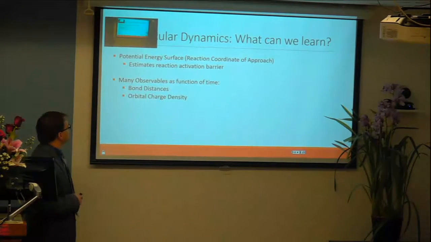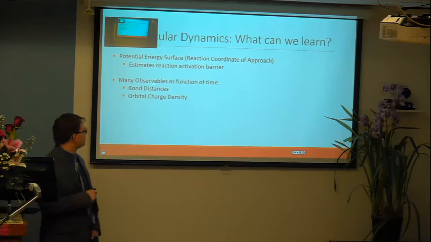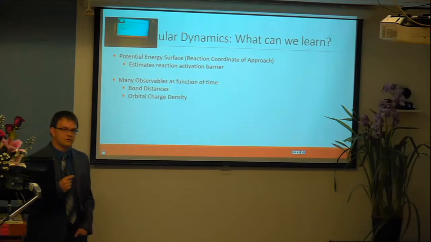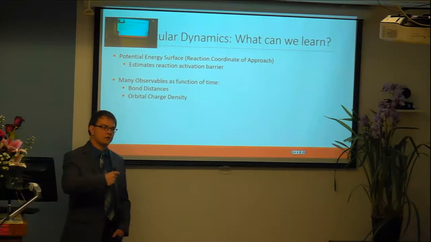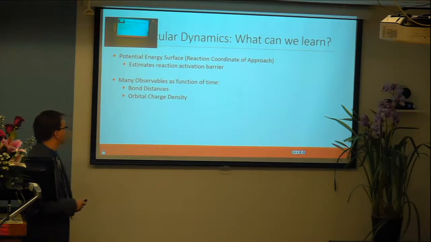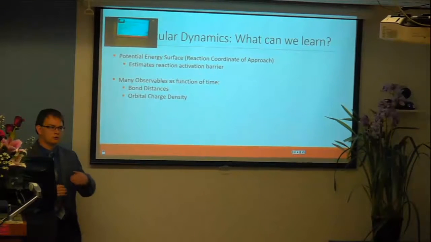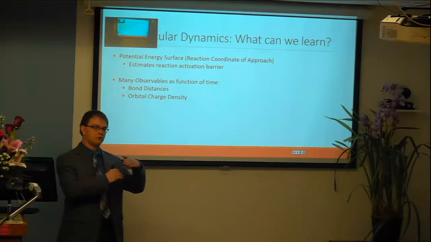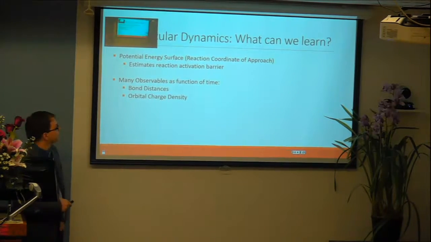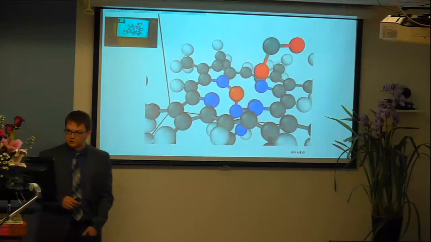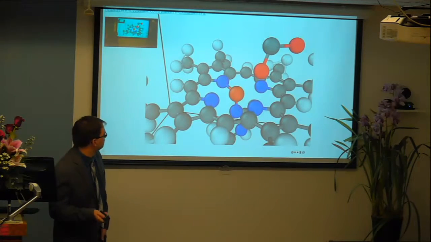roughly. Some observables you can look at are the bond distances of different atoms, to see if things are participating in bonds as they evolve in time, and also charge density, partial charge density, both the HOMO and the LUMO orbitals, visualized as a progression of time and their localization. Okay, so here is the first video.